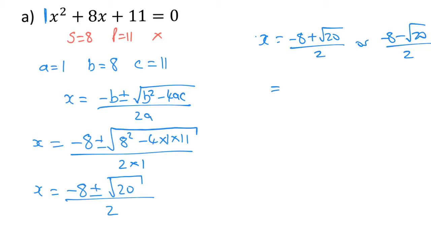So putting those into your calculator separately, we get x values of −1.76 or −6.24 to 2 decimal places.